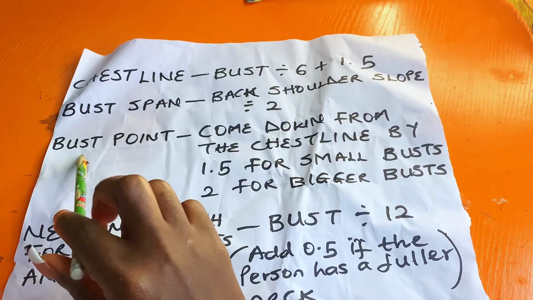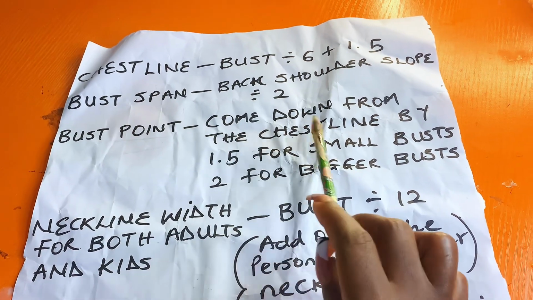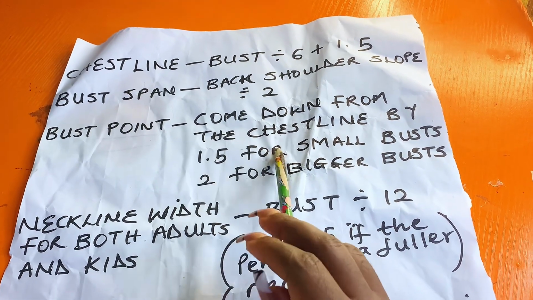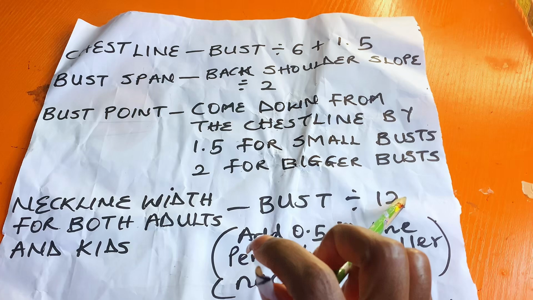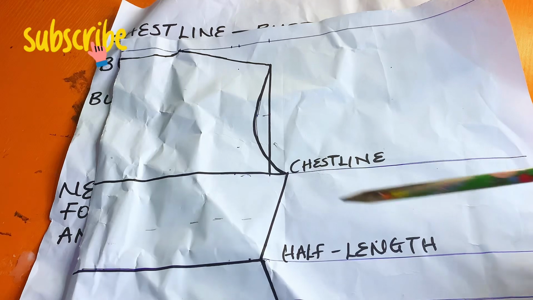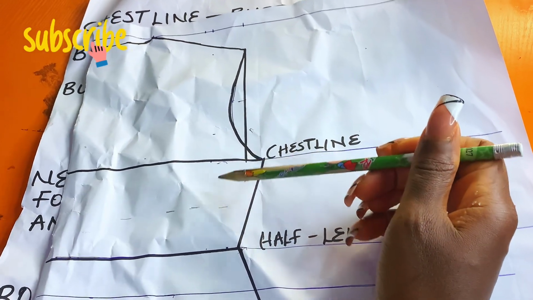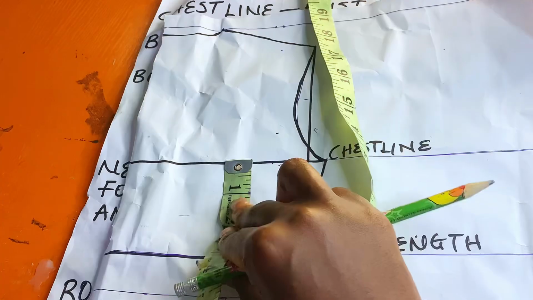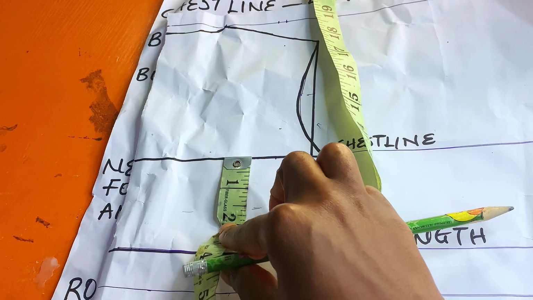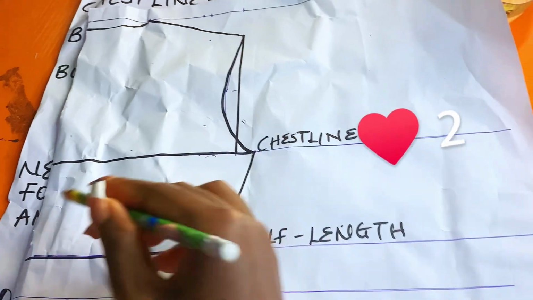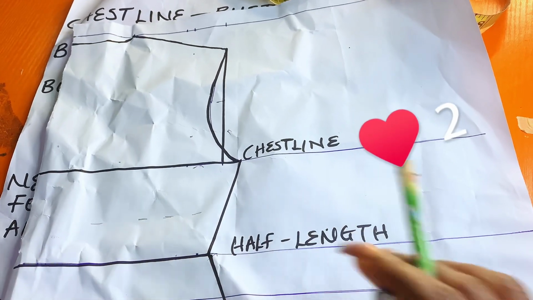So third on our list is the bust point. To get your bust point, you come down from the chest line by 1.5 for small busts and 2 for bigger busts. I gave a detailed explanation in my video on bustiers. I've compared the two, measuring and non-measuring, and I really prefer this one because it gives your bust a perfect lift. The other one makes your bust kind of flat. So guys, try this method and you will love it, definitely.